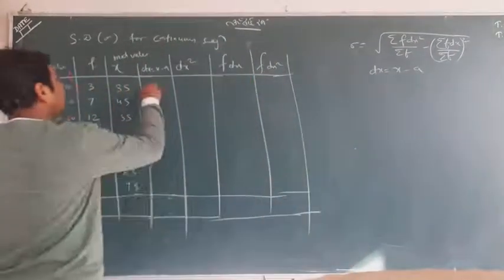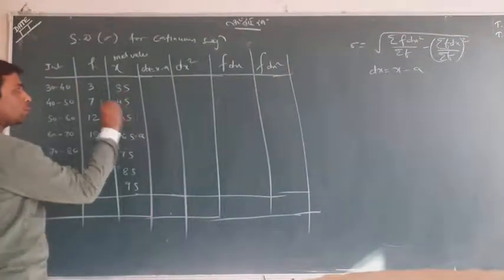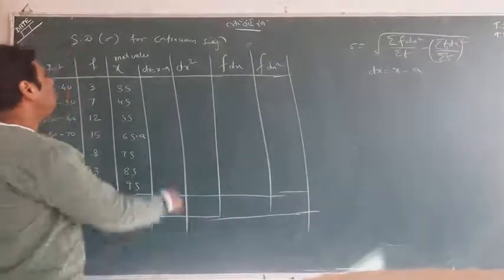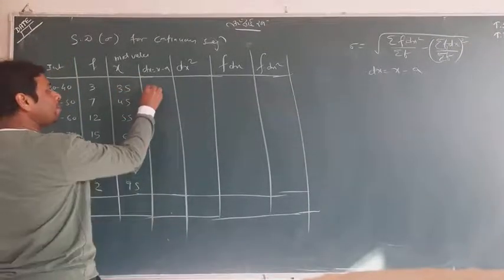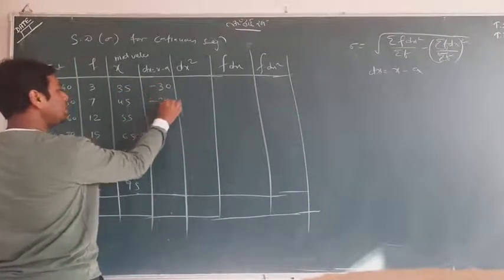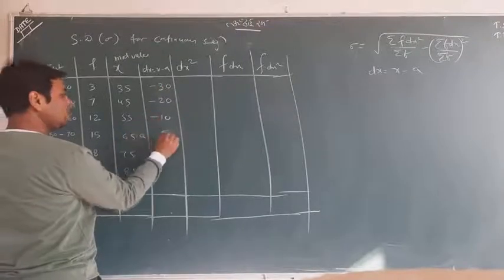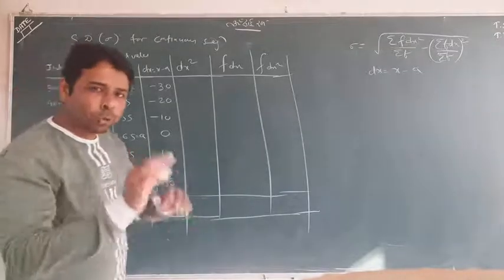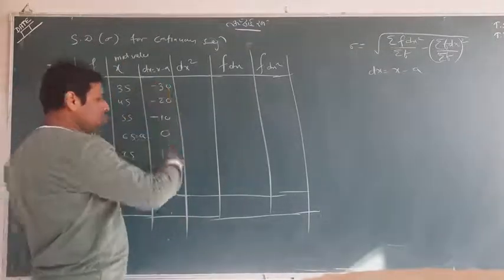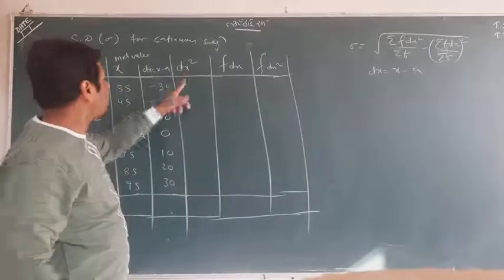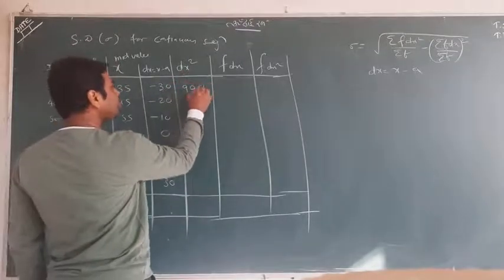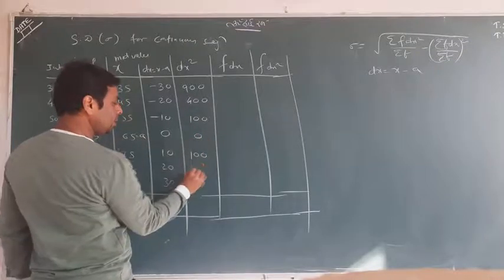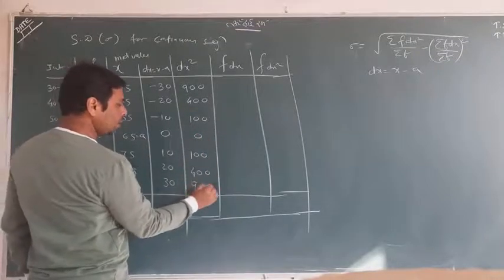Okay, now dx. I'll choose one of the middlemost values of x, which is 65, looking good as the middlemost value. Now dx is x minus a: 35 minus 65 is minus 30. This is minus 20, this is minus 10, and this is 0, 10, 20 and 30. It's looking good as a sequence.